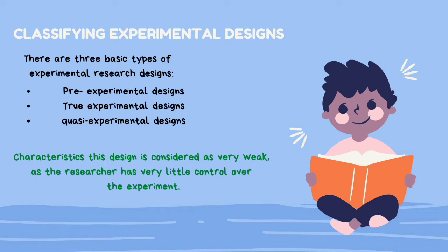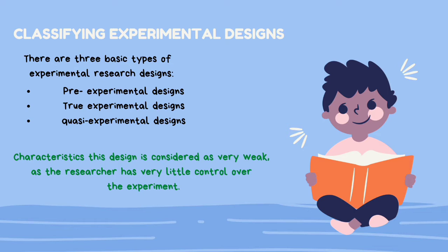And then, what are true experimental designs? A true experimental design is a type of experimental design where the researcher randomly assigns test units and treatments to the experimental groups. Examples of true experimental designs are the pretest post-test control group, the post-test only control group, and the Solomon 4 group. And then, what are quasi-experimental designs?